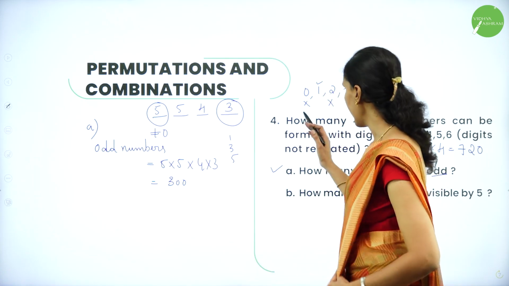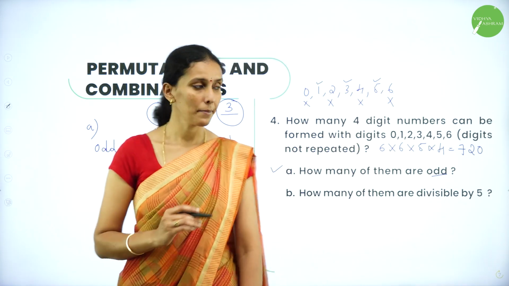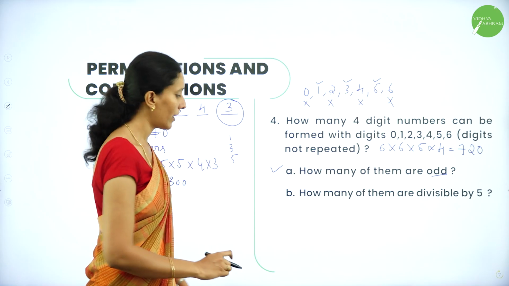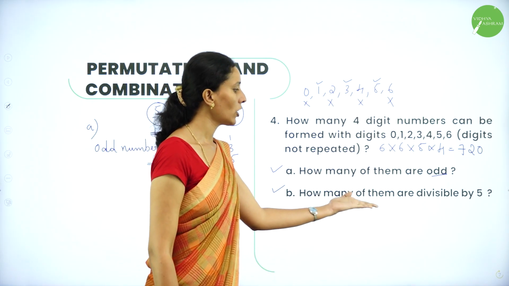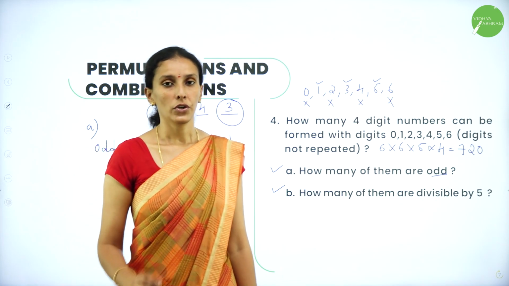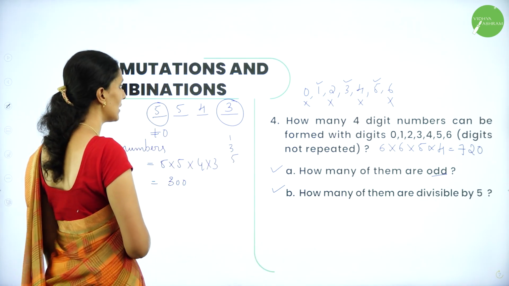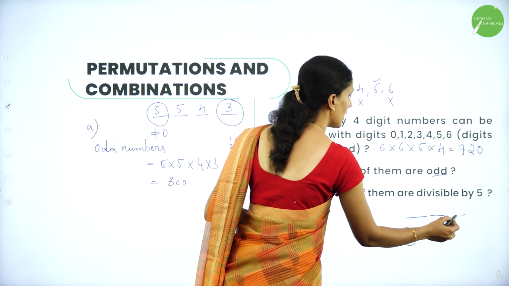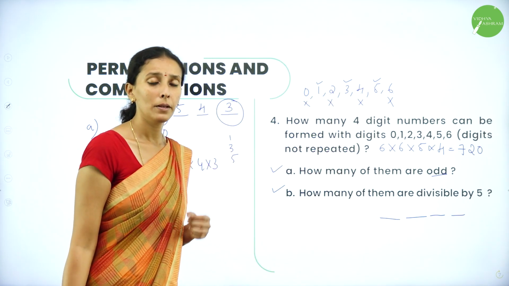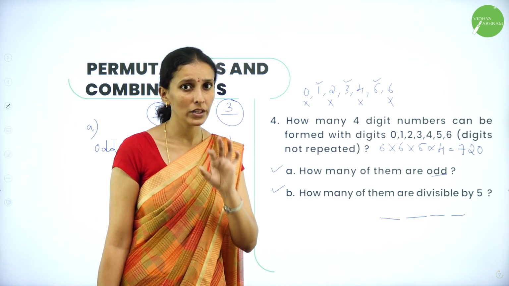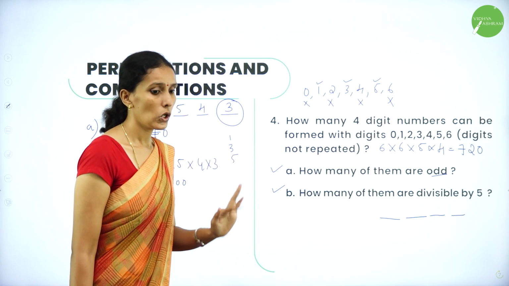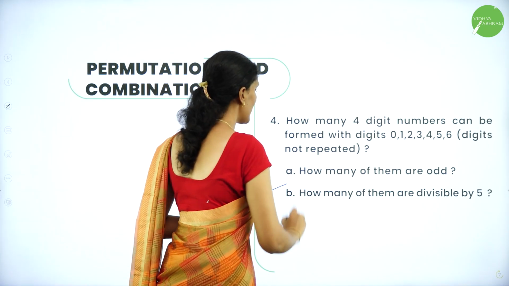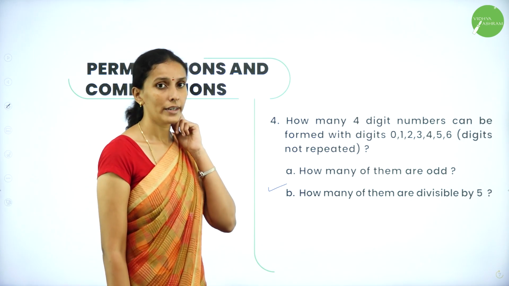So next question, the same question: how many 4-digit numbers can be formed using the digits 0, 1, 2, 3, 4, 5, 6, where digits are not repeated? And my second sub question is, how many of them are divisible by 5? So divisible by 5 means the last number must end with only 0 or 5. But here also I have restrictions. So where are my restrictions? Now I am taking my second sub question. How many of them are divisible by 5?